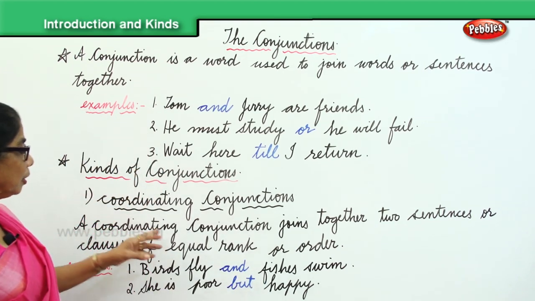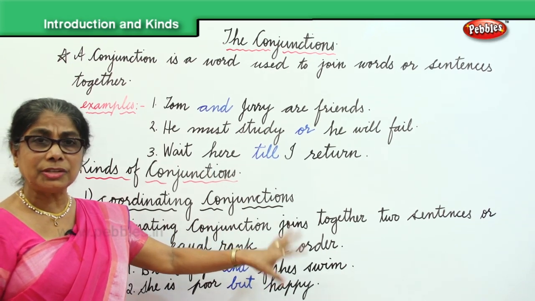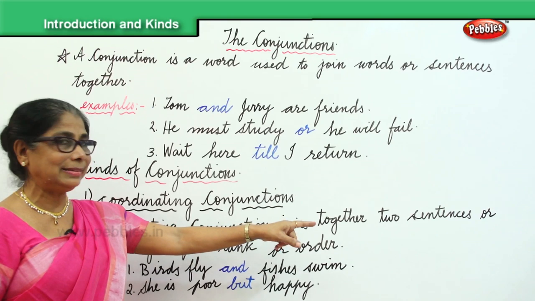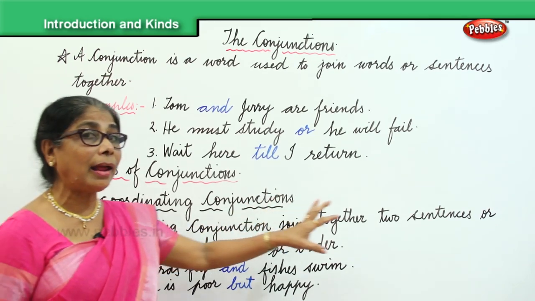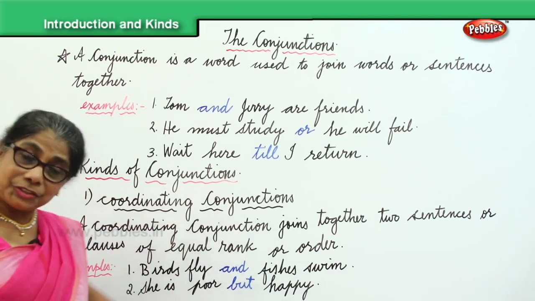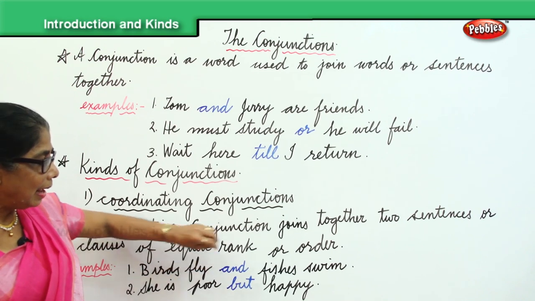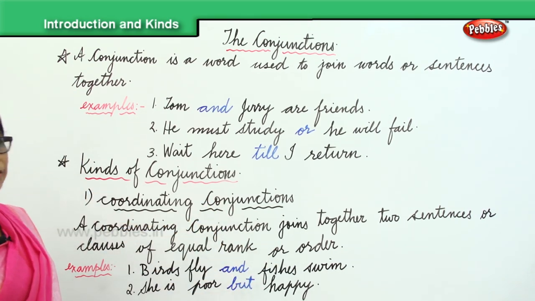So, these are examples of coordinating conjunction. What is a coordinating conjunction? It joins two sentences or clauses of equal rank and order. She is poor, but she is happy. We are talking about her. Birds fly and fishes swim. So, this is the first kind of conjunction.